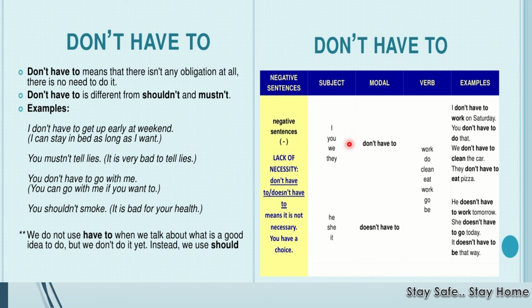So guys, we say I don't have to, you don't have to, we don't have to, and they don't have to. Those four pronouns and plural nouns, we use don't have to with them. But if it's a singular noun, or he, she, and it, we use doesn't have to. So we say he doesn't have to work. I don't have to work. We, that's plural, more than one, don't have to work. She is singular. So we say doesn't have to work.